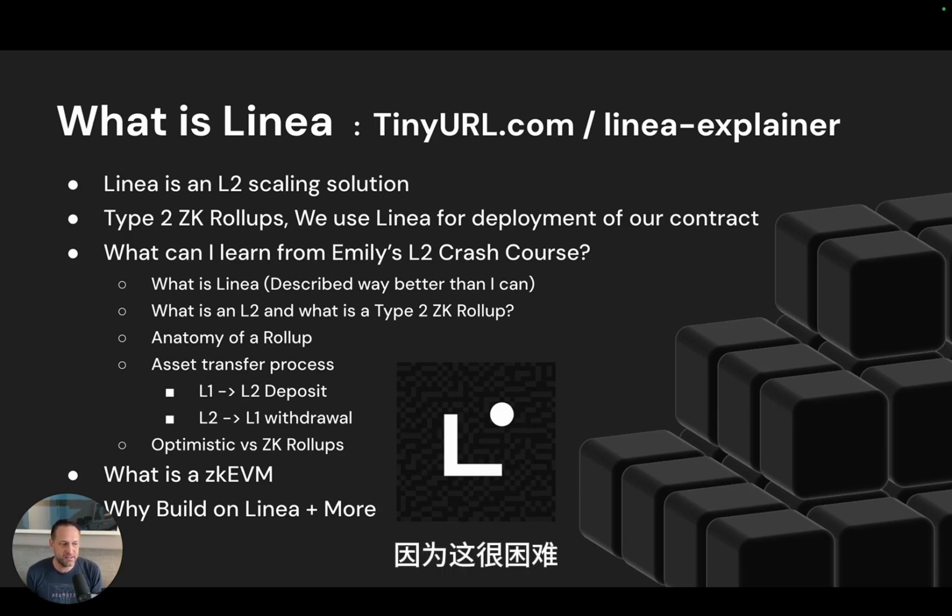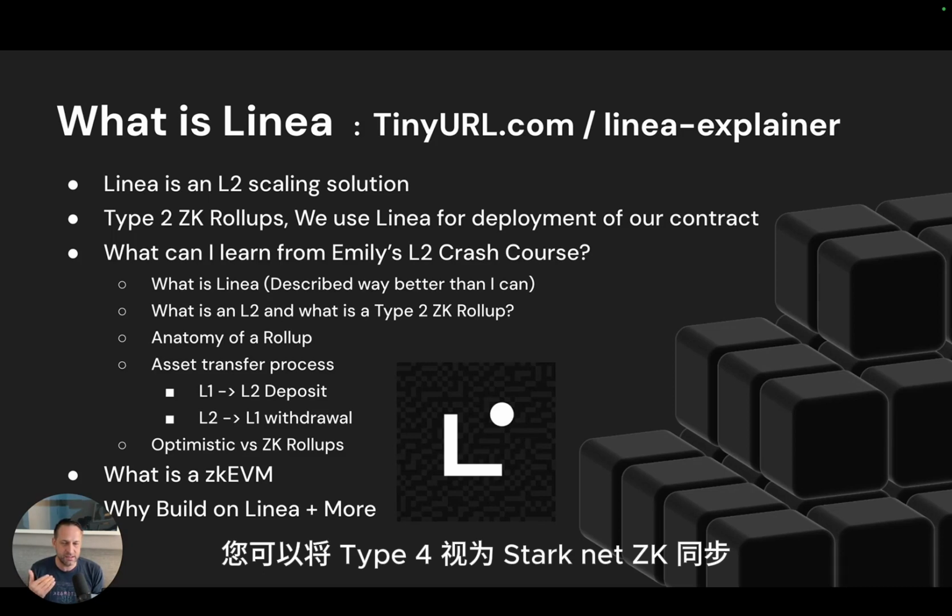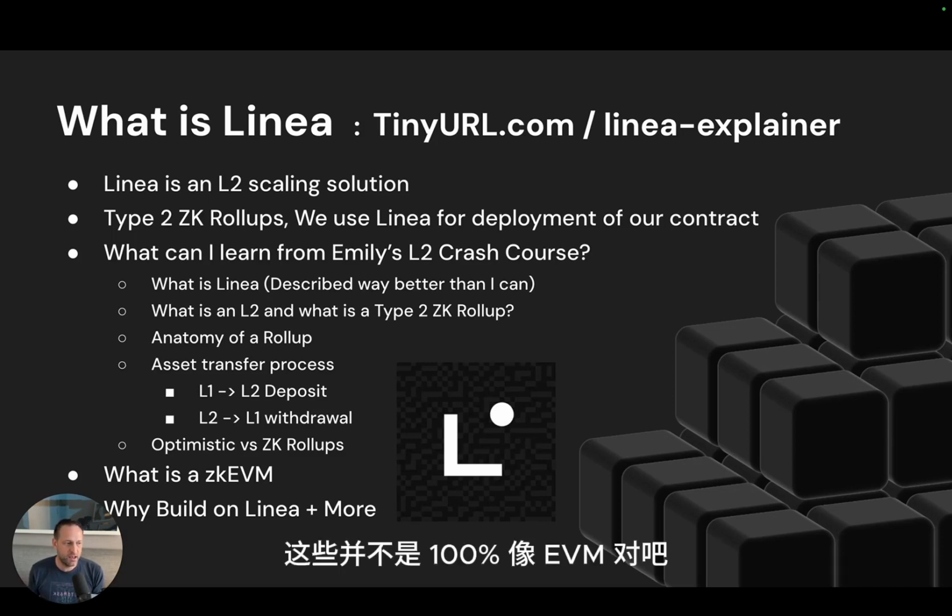Because this is difficult, there are 4 major types of ZK EVMs, right? You have type 4, type 3, type 2, and type 1. We'll go over 2 of those because at the highest level, you have the high-level language equivalent. You can think of a type 4 as something like Starknet or ZK Sync, and those are not 100% like the EVM, right? So your tooling changes. Some opcodes are not covered. If you're using Hardhat, it may require its own plugin, right?